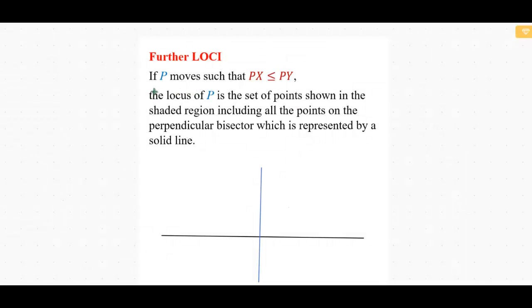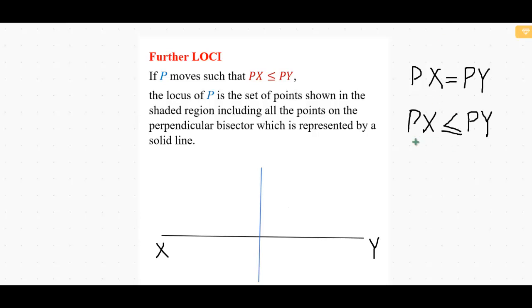Now the second part, if P moves such that Px is less than Py, this is an inequality. Now we have to tell what is the locus of P when this inequality is given. Whenever an inequality is given, first we have to convert this into an equation and then try to understand that equation first. If we convert this into an equation, it is Px is equal to Py. From the first question we understand what this means: the locus which is equidistant from two fixed points, X and Y, is, in this case, the perpendicular bisector.